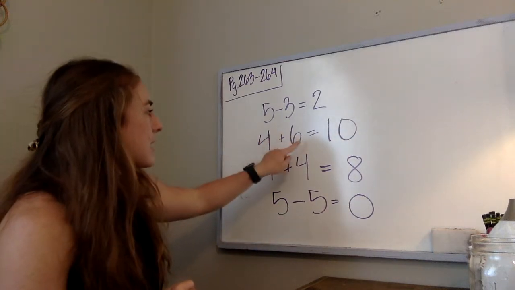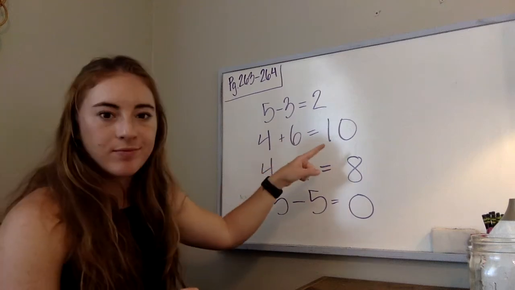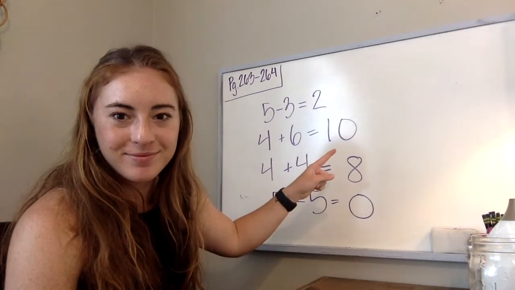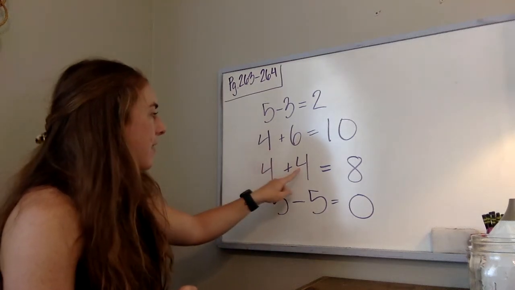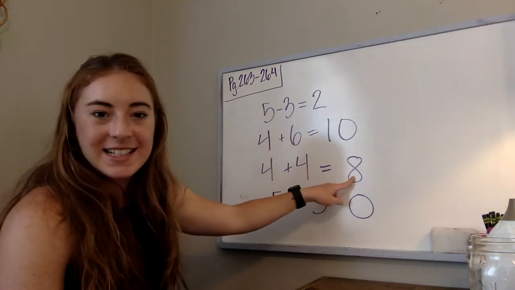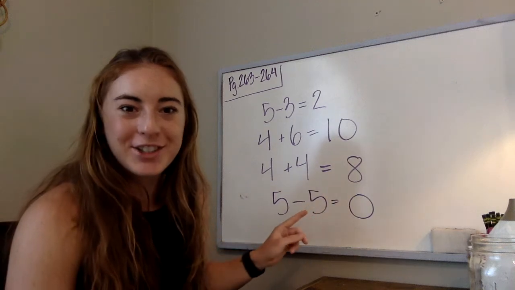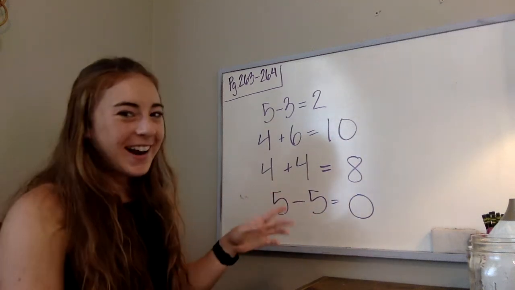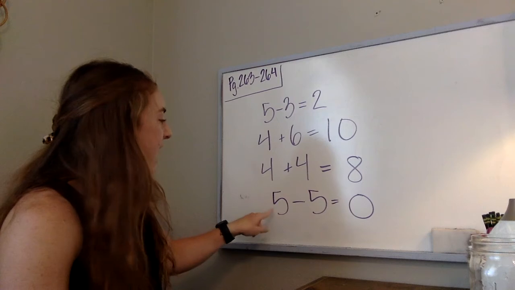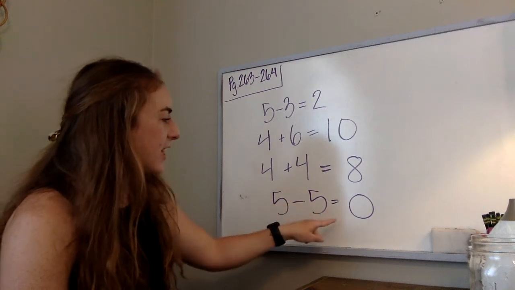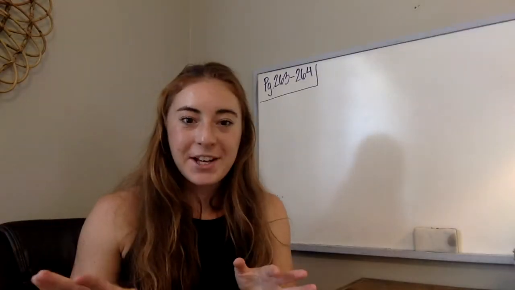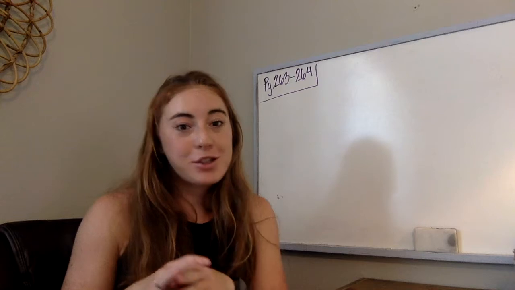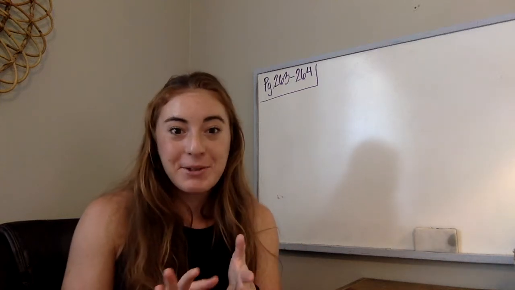Let's keep going. 4 plus 6 equals 10. Addition or subtraction? Addition. 4 plus 4 equals 8. Is that addition or subtraction? Addition, you got it. And the last one, 5 minus 5 equals 0. Subtraction. Good job. Now this time I'm going to tell you a story and you're going to draw your picture all by yourself. I think you can do it.